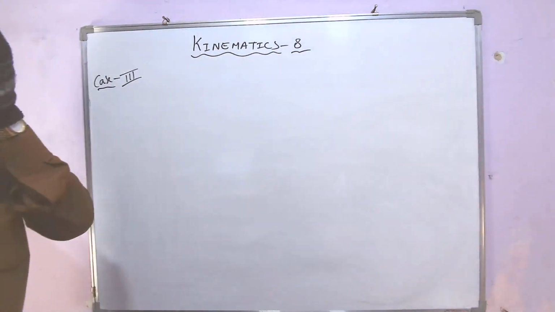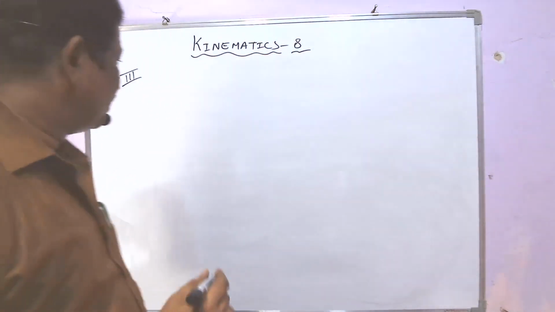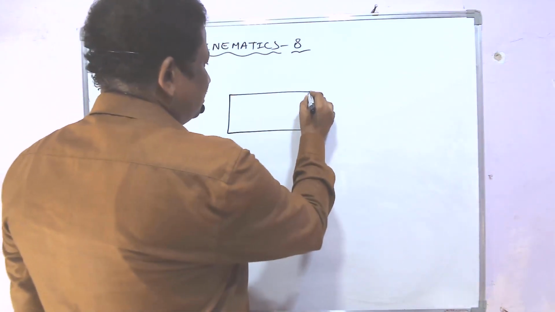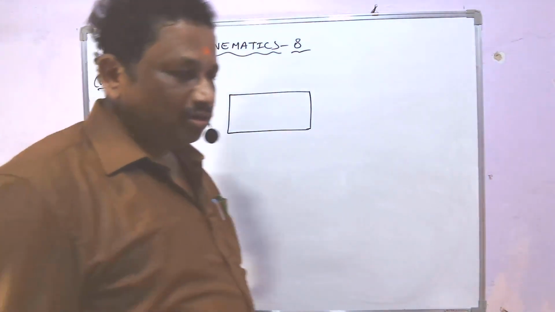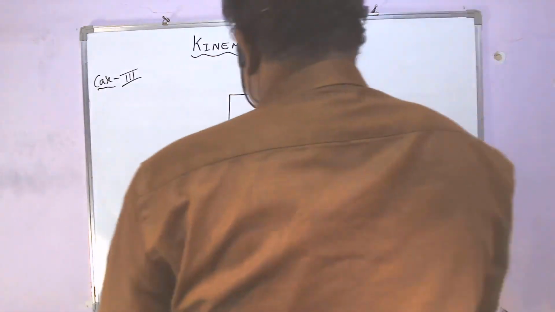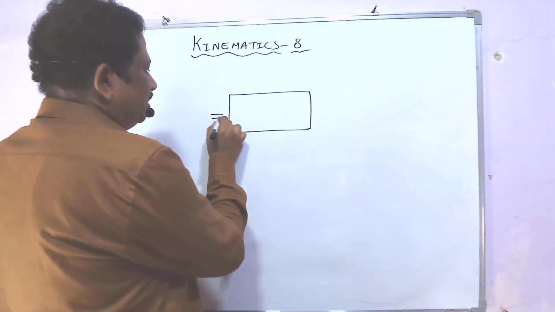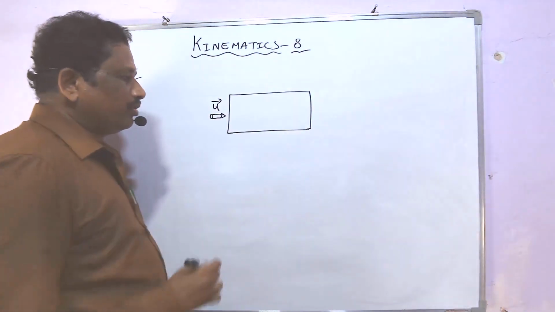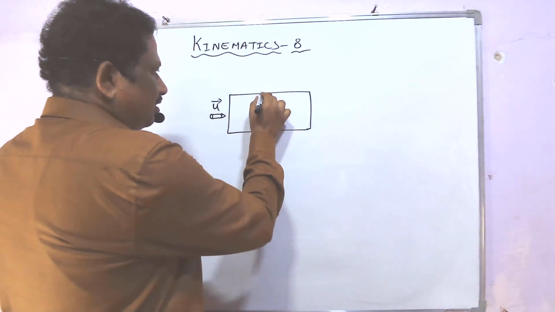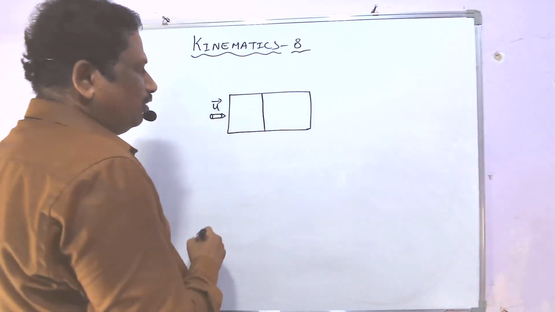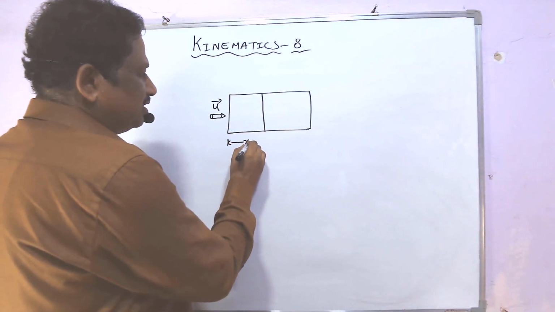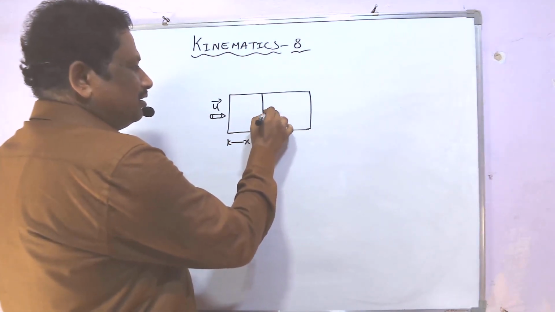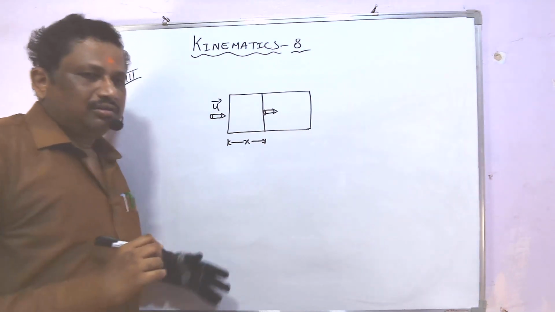So now you see here, consider a wooden plank. Here you have to consider a single wooden plank. Okay. So now consider a bullet. The initial velocity of the bullet is u. Suppose it passes through the wooden plank through a distance x. It crosses the wooden plank through a distance x.